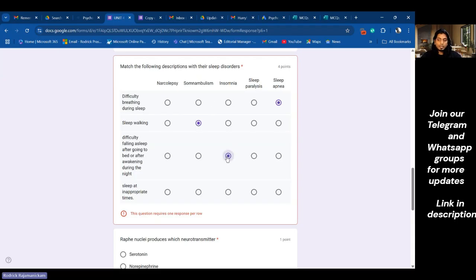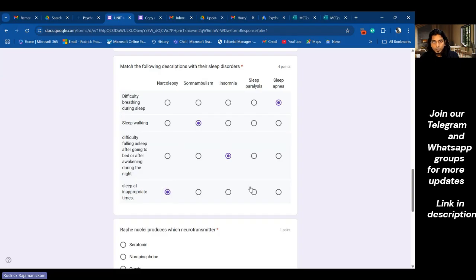Or even delayed waking. So when you wake up in the morning and you have a lot of time transitioning into a proper awake state, that's also a typical feature of insomnia. Or if you had some mid-sleep awakening and then you're not able to fall asleep, that can also be insomnia. These are characteristics of insomnia. And sleeping at inappropriate times is narcolepsy.